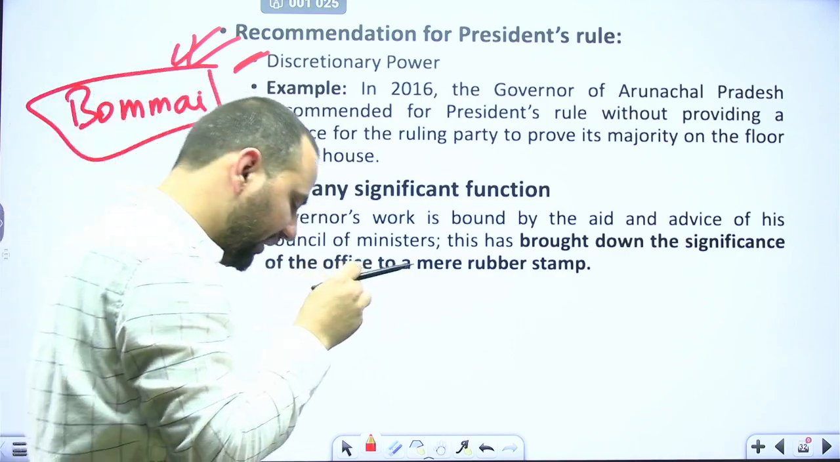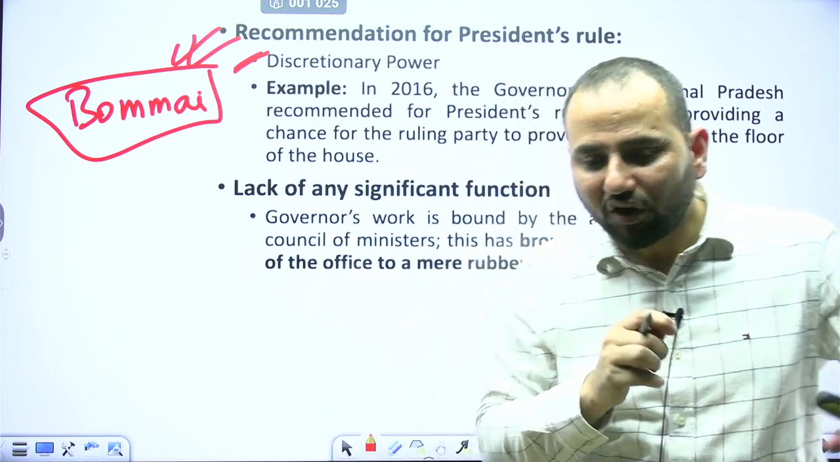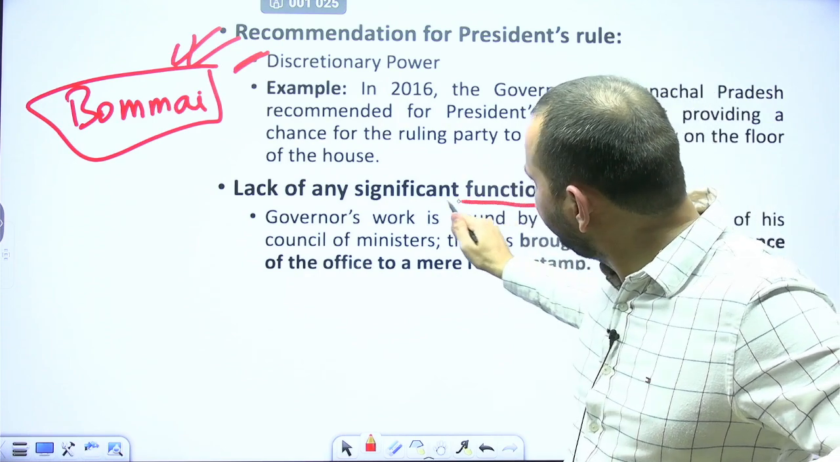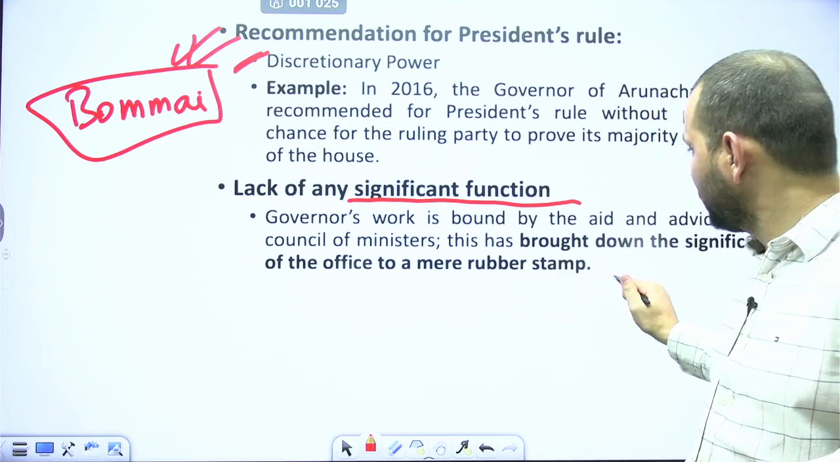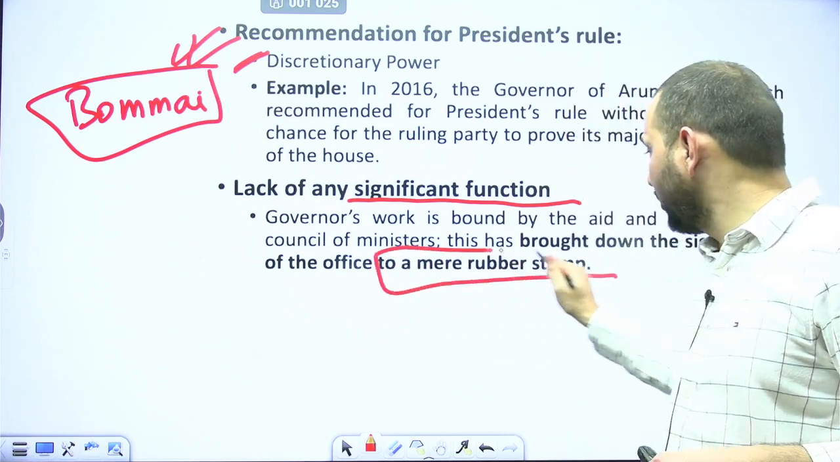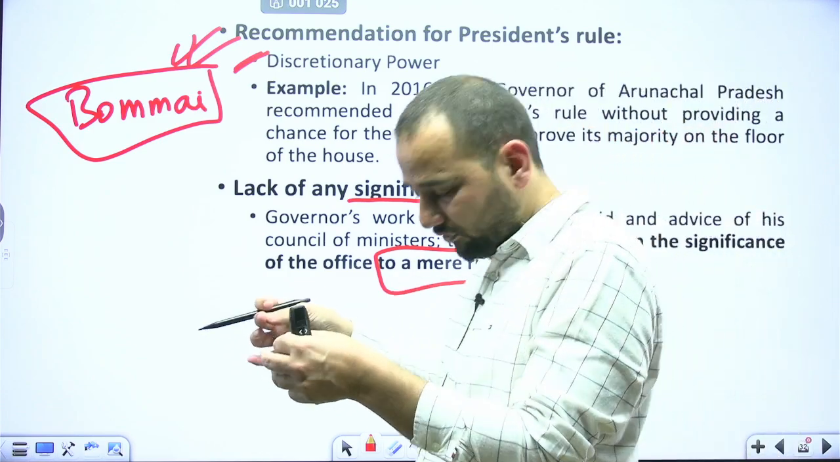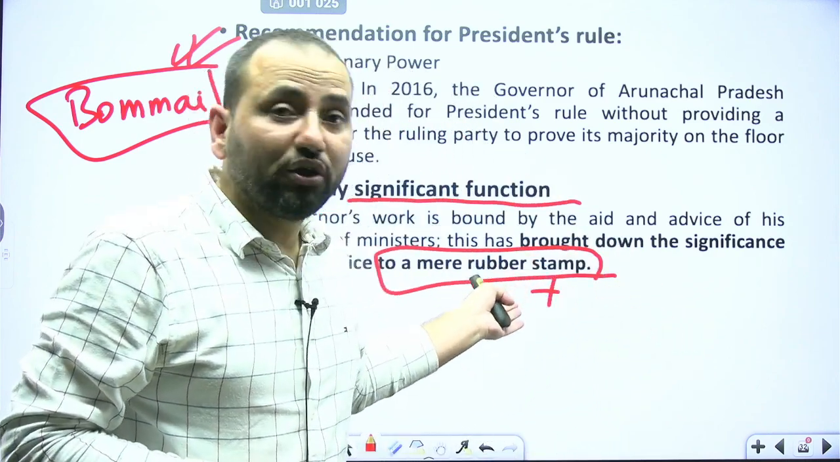Again, there is a very big issue with reference to this office of governor. If you talk about this office of governor, you have to understand that there is no significant function in the structure of the governor. And if you see this, it automatically raises this issue of a mere rubber stamp. However, you should not use terms like rubber stamp. We have to understand that these obviously do not show respect to the constitutional structure.